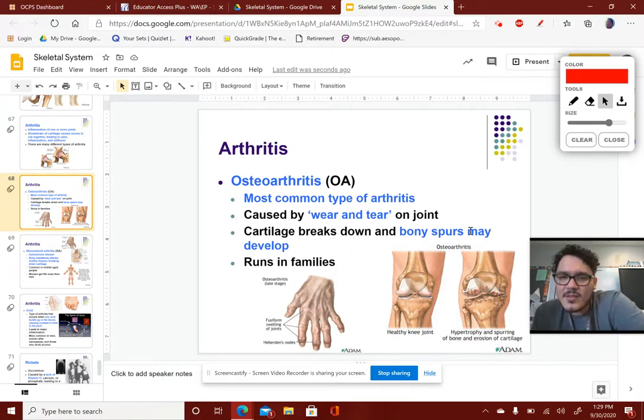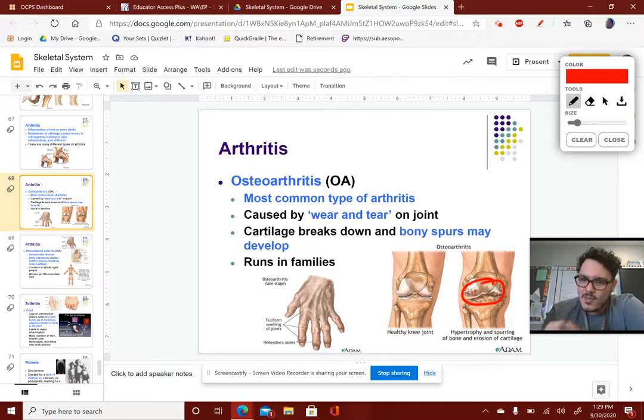Cartilage breaks down and then spurs may develop. These are the spurs that we can see right here. These spurs are abnormal tissue that forms in the bone. They form there because the bones are grinding on each other, and when the bone tries to heal, it forms this extra tissue. Not a good sign, obviously.